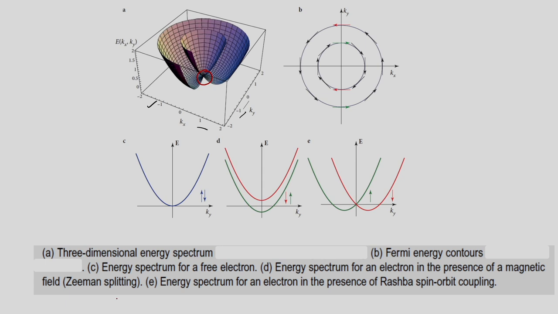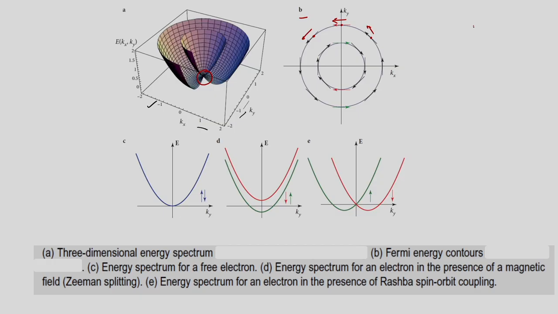Very interestingly, if you look at this figure B here, this is the Fermi surface of these circular patches corresponding to different iso-energy contours. If you look at any point here, the spin is pointing in this direction, whereas at another point the spin is pointing in this direction, here it is pointing in this direction, and so on. Which means that the momentum of the electron is coupled with its spin.